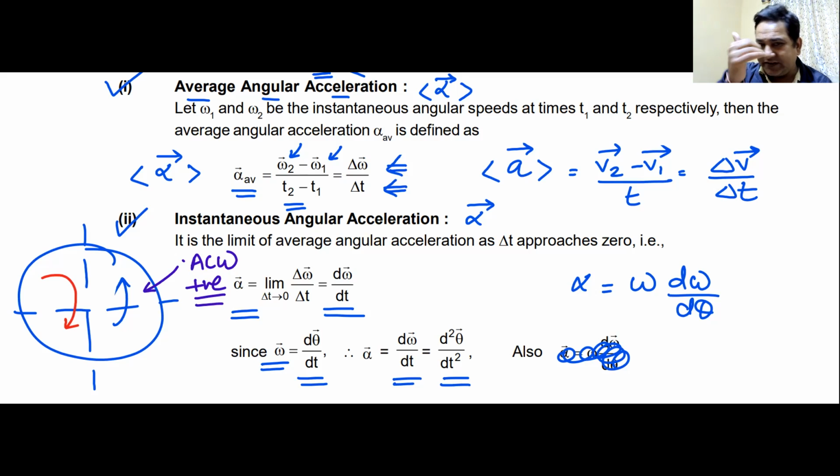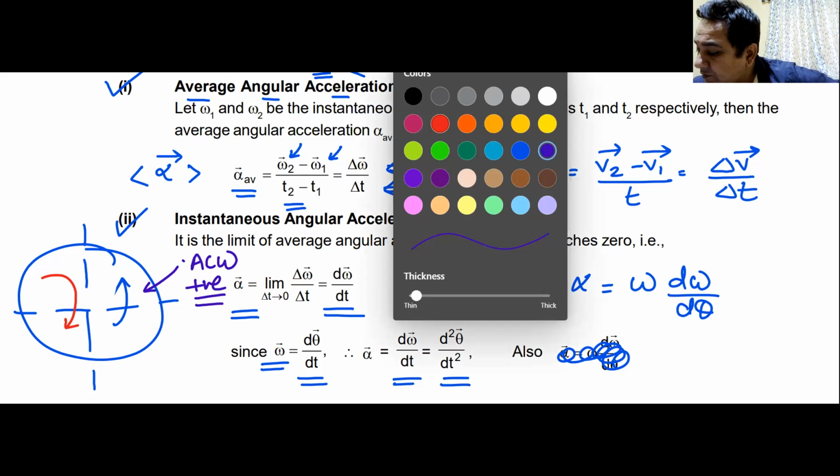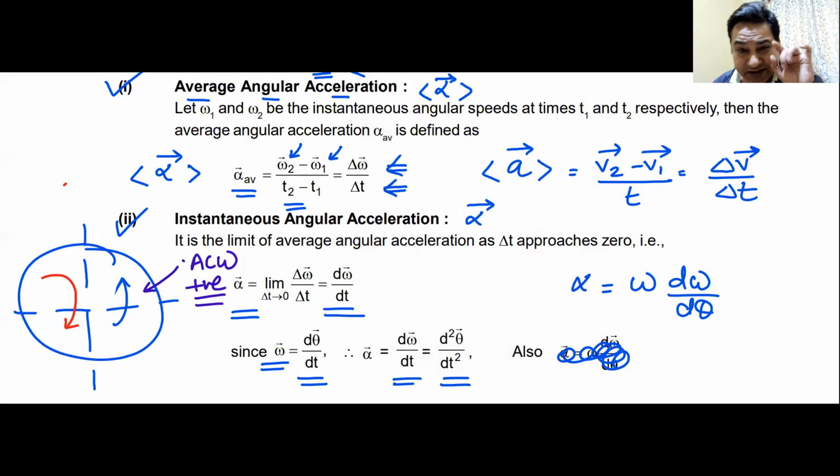Something rotates on positive z-axis. Positive z-axis will be coming out of your board. So if it is rotating anti-clockwise, it is rotating on positive z-axis, and we will call that positive. If I call that positive, anything rotating on negative z-axis, which is clockwise, becomes my negative.